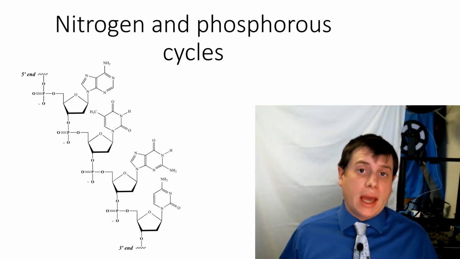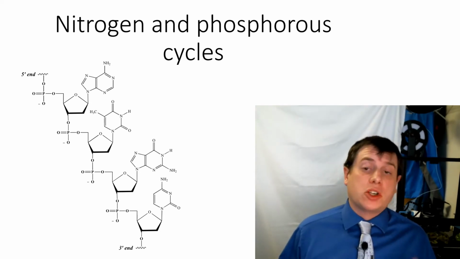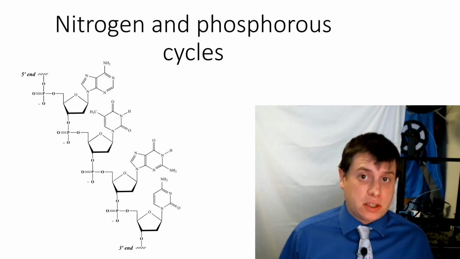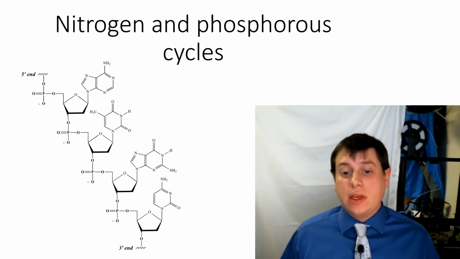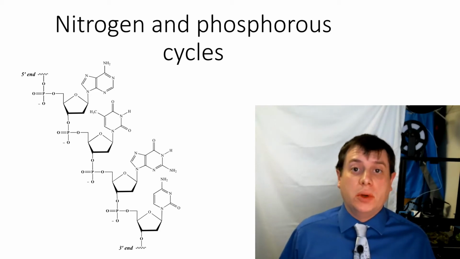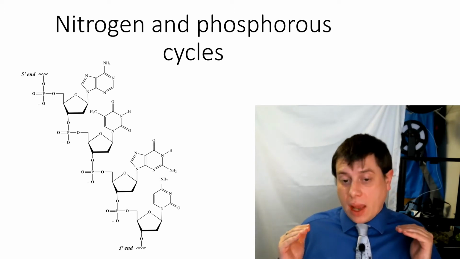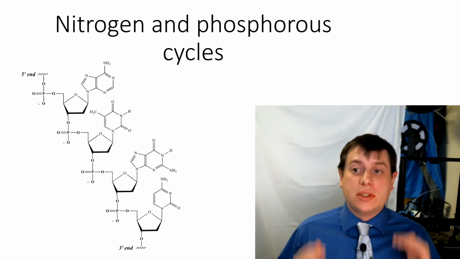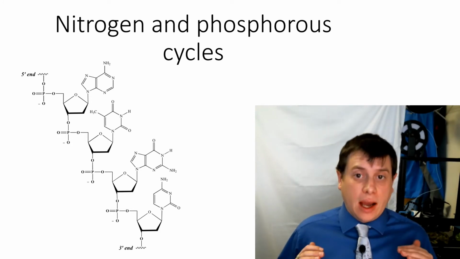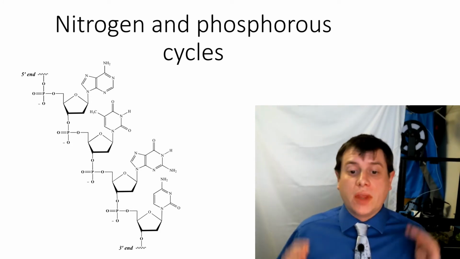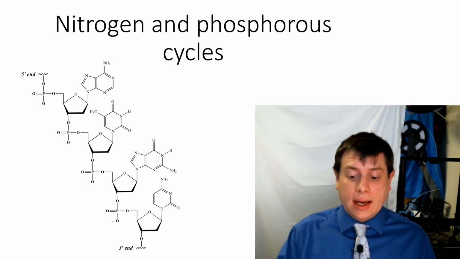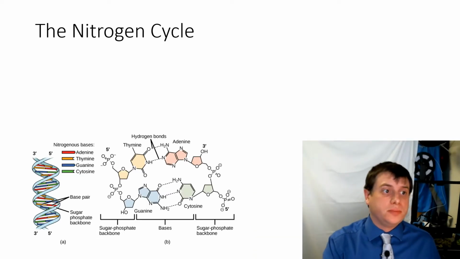Today what we're going to look at is two cycles actually, the nitrogen and the phosphorus cycle. Both of these are necessary components in building both DNA and ATP. We're going to look at them and I'll show you a few molecules that they are necessary in order to build. So let's take a look and we'll walk through these two cycles.